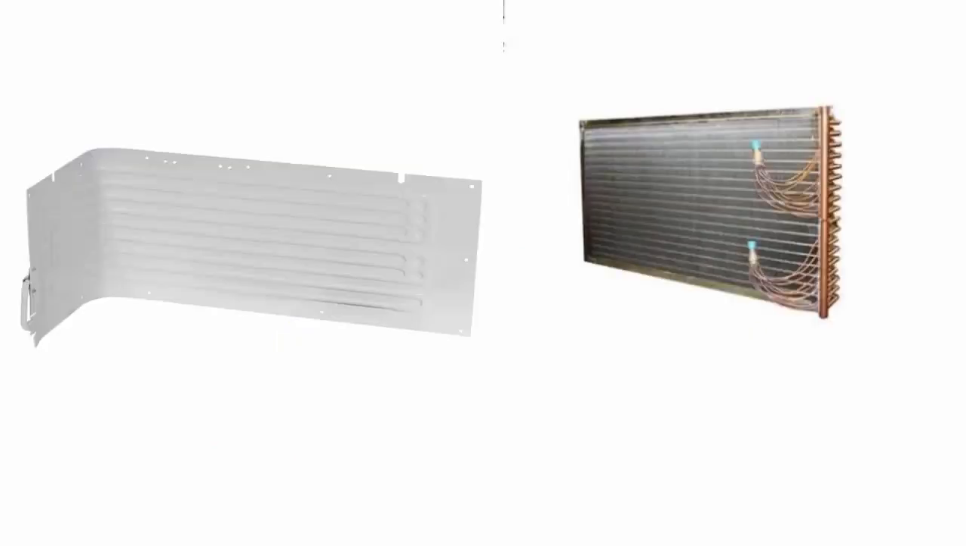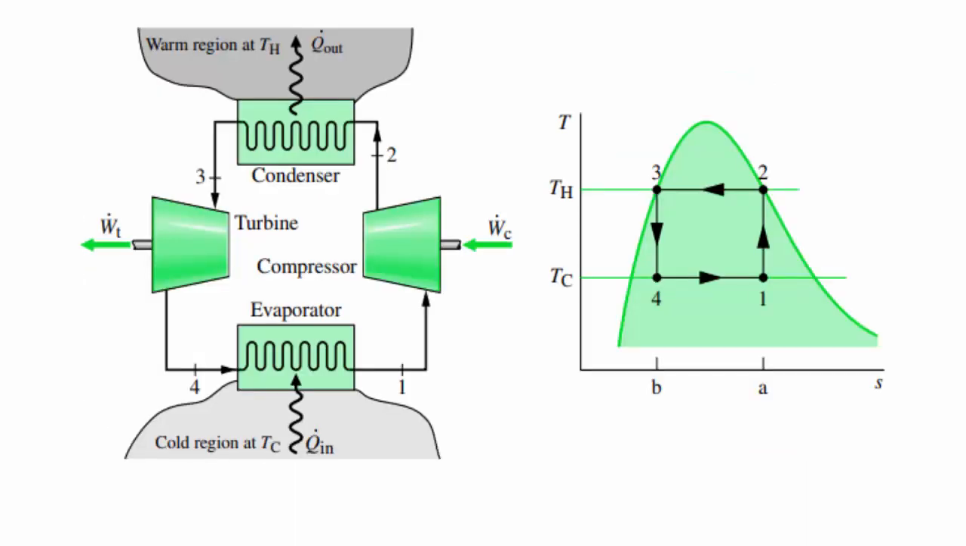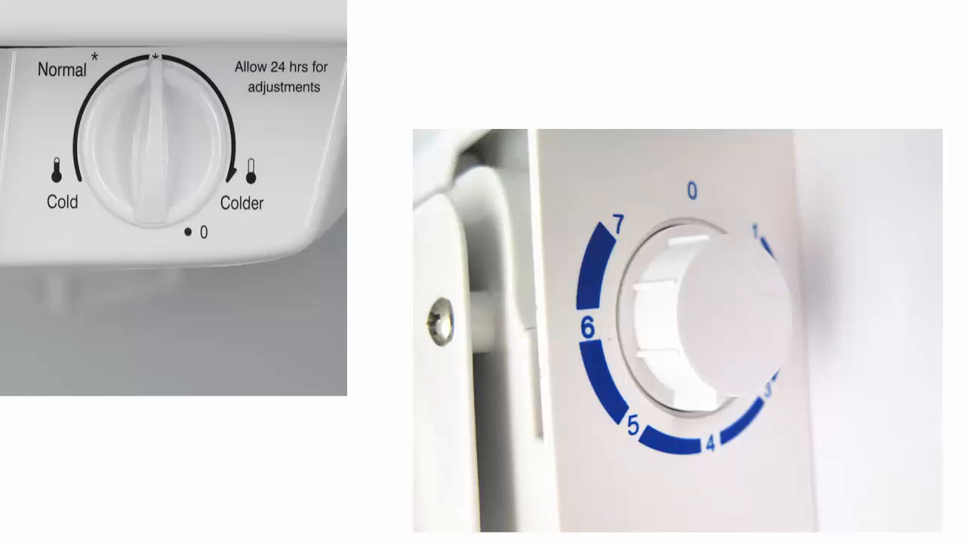Now, first we will discuss the evaporator, the first component of the refrigeration cycle. There are different types of refrigerants, such as refrigerant 22 or refrigerant 134a, which are discussed in this book. A refrigerant circulating in the evaporator has a relatively very low boiling point, which could be 5 Celsius, -5 Celsius, or 10 Celsius, according to the temperature which you set on the refrigerator.